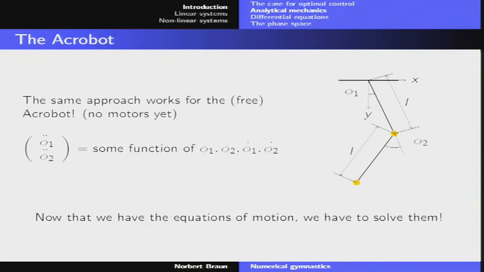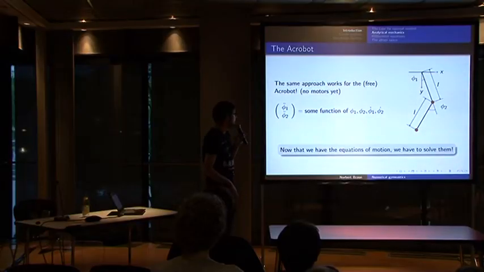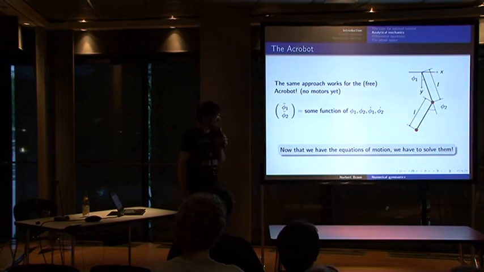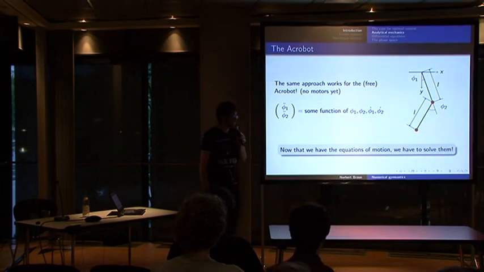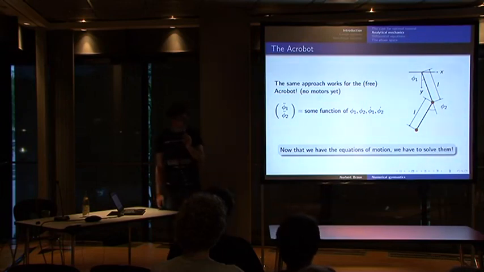Now the same approach works for the acrobot. We get two generalized coordinates, these two angles: between the rigid frame and the first link, and then the angle between the two links. And again, the equations of motion now have that phi 1 dot dot and phi 2 dot dot are some function of the angles and the angular velocities.